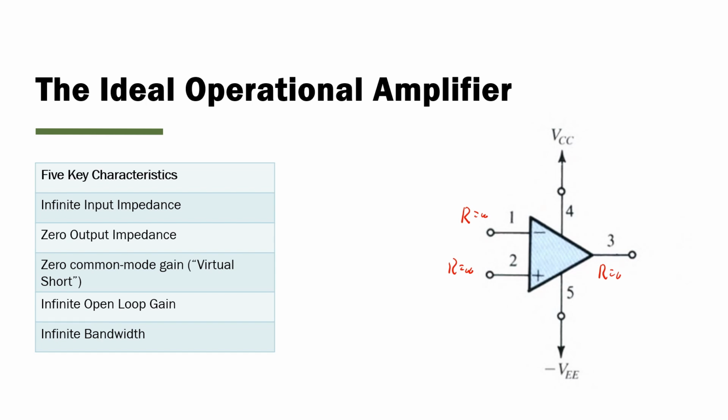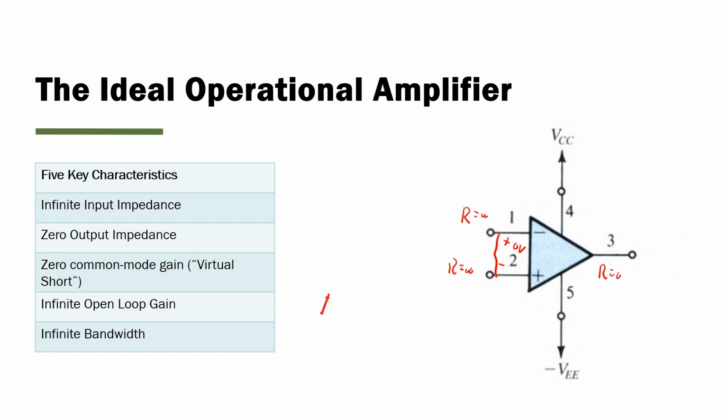The third property is that an ideal op-amp has 0 common mode gain. My professor would call this a virtual short. What this means is, if I drew a wire or a short between terminals 1 and 2, I should have a voltage difference of 0 volts, which means the voltage at the positive terminal 2 should be the same as the voltage at the negative terminal 1.